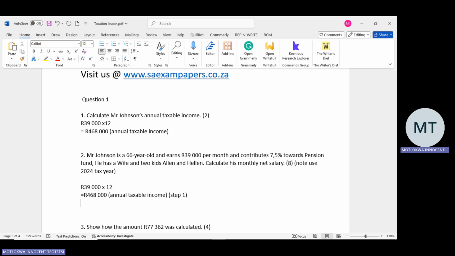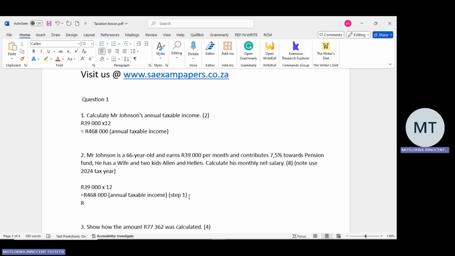Okay, so we are going to check in terms of the steps. Okay, so this person, they're saying he contributes 7.5% towards pension fund. Okay, so these are the benefits that we mentioned, which are tax deductible. So this person contributes 7.5% towards pension fund. So we are given a percentage, we are not given an amount. Okay, so what we are supposed to do here is to identify the amount. We want an amount, not a percentage, because you can't deduct a percentage inside an amount.